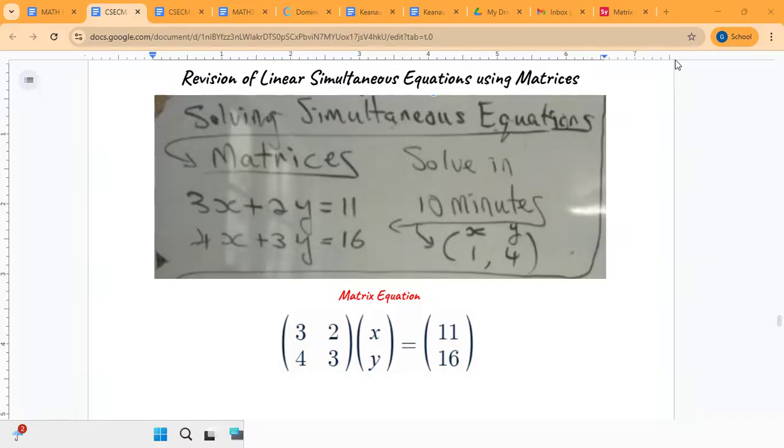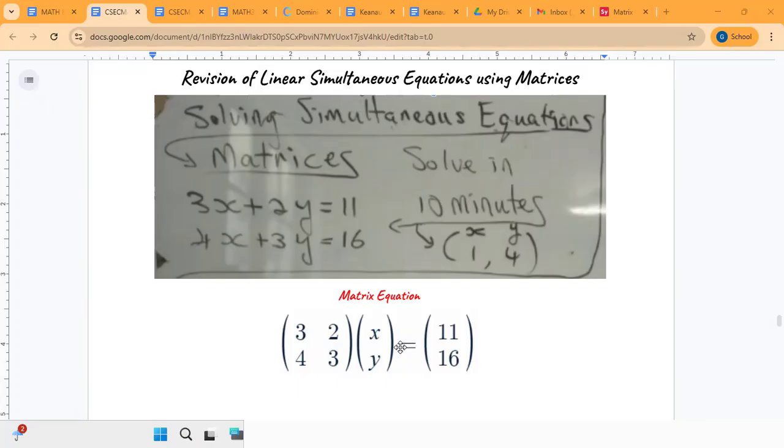We make a 2 by 2 with the coefficients 3, 2, 4, and 3. We make a column matrix with the variables x and y. And we make a column matrix with the constants 11 and 16. So now we have to find the inverse of the 2 by 2, the 3, 2, 4, 3. Bear in mind our answer must be x equal to 1, y is equal to 4. So let us try to prove this.